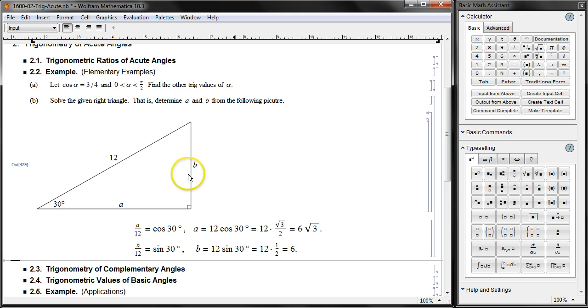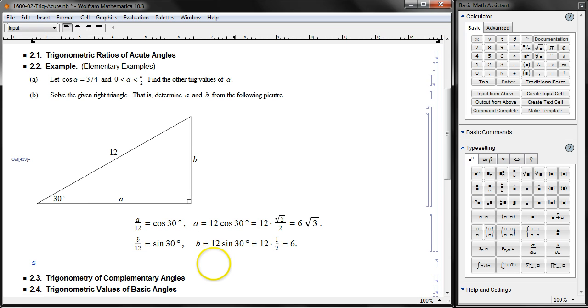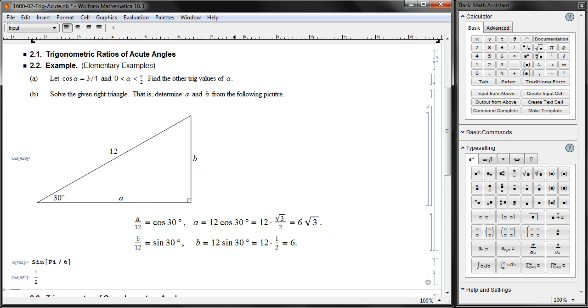Now how about the other side B? This time let's use sine. This is opposite, so opposite over hypotenuse. B over 12 is sine of 30 degrees. And again, let's flip this 12 to the other side. You get B equals 12 sine of 30 degrees. What is sine of 30 degrees? Turns out 1/2. So multiply by 1/2 here and you get 6.